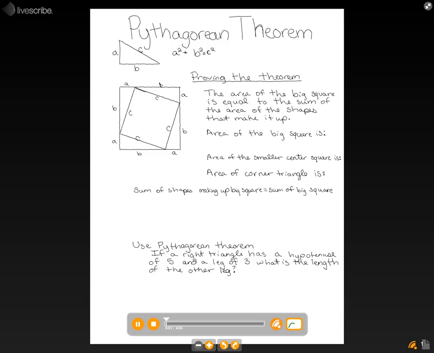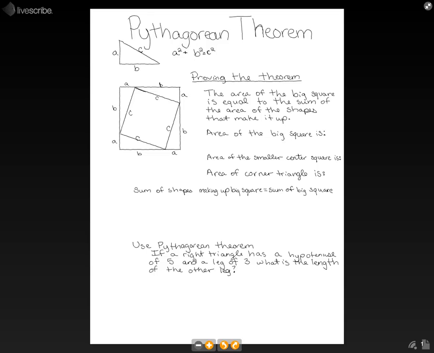The Pythagorean Theorem. So the Pythagorean Theorem is fairly common, and we hear about it a lot, and it's simply a squared plus b squared equals c squared. And those letters represent the sides of a right triangle. So we've often heard of this, but today we're going to look at how we know it's true, and just a simple method of proving it.